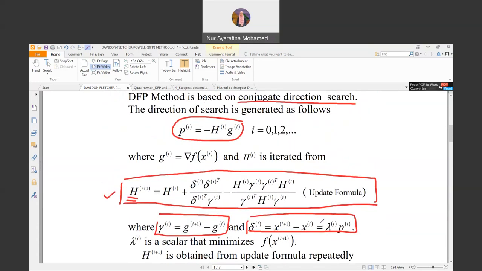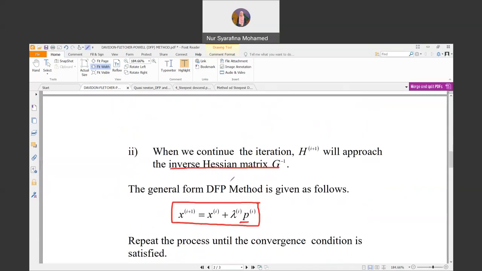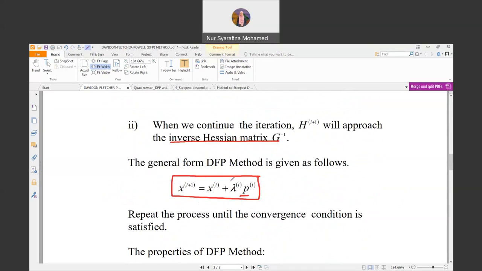p_i equals minus H_i g_i. p_i is obtained from the matrix multiplied with the gradient. Now we repeat the process until the convergence is satisfied.